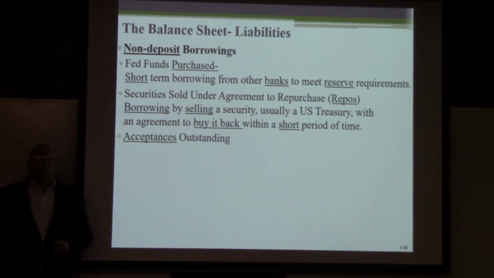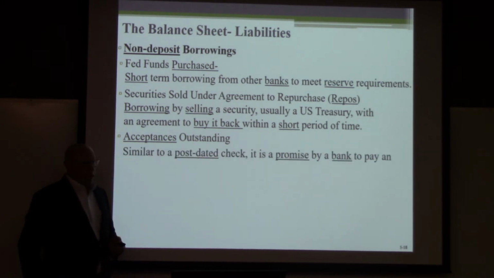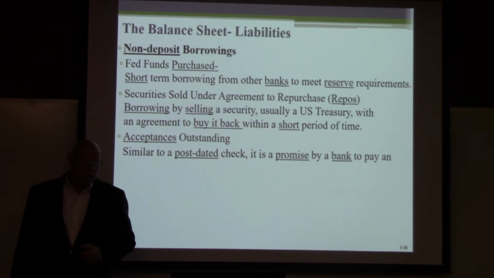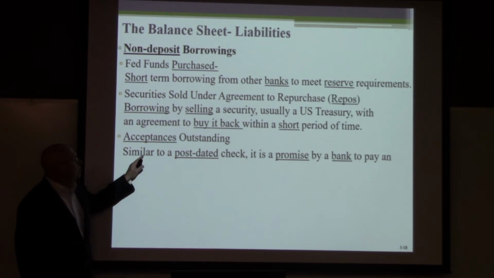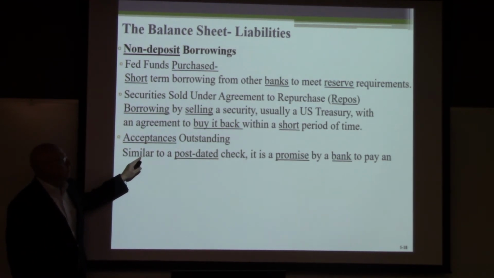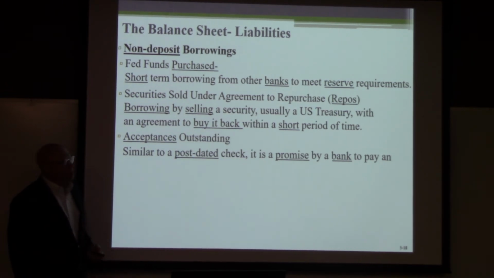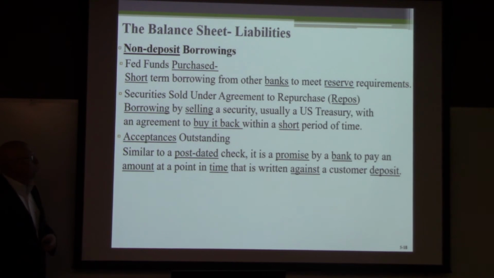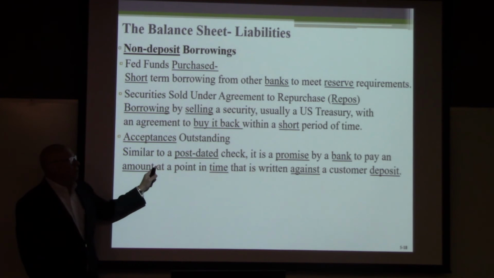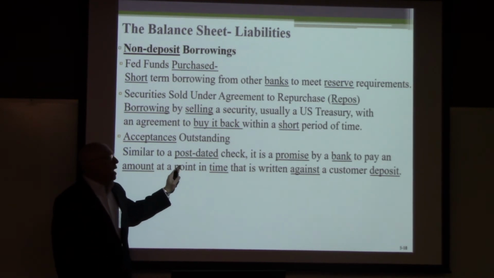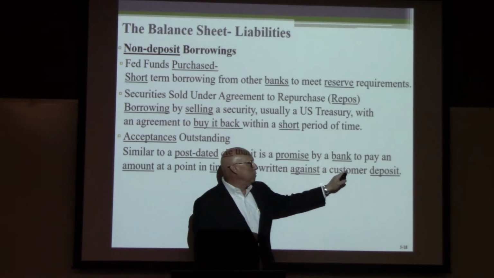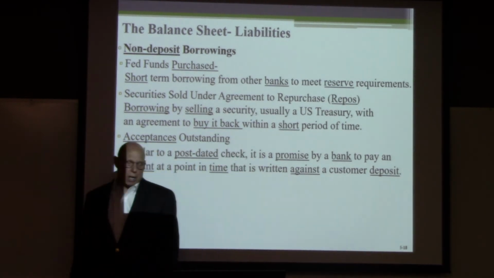Then this item called acceptances outstanding. This is an interesting concept. Acceptances outstanding is similar to a post-dated check. It is a promise by a bank to pay an amount at a point in time that is written against a customer deposit. So the bank is guaranteeing payment for a customer that has the amount of money on deposit.